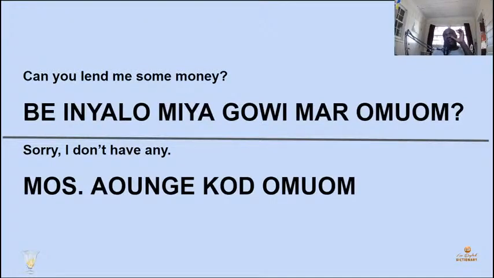Be inyalo miya gowi mar pesa? Can you lend me some money? Be inyalo miya gowi? And you'd say, mos aonge kod omwom, or mos aonge kod sendi. Mos aonge kod pesa. Okay? And they've changed hands. So when you get to the Luo place, I suggest that you start by asking, what do you call money? So that way you can replace this with the correct answer. Some people call it omwom, but when you go to other places, they'll be like, oh, omwom, again, you're too old fashioned, you know.